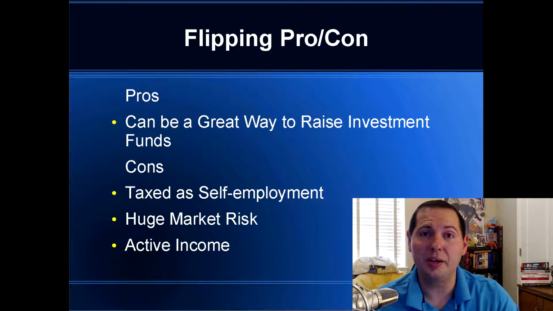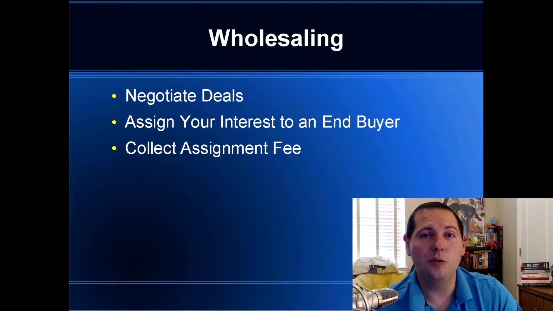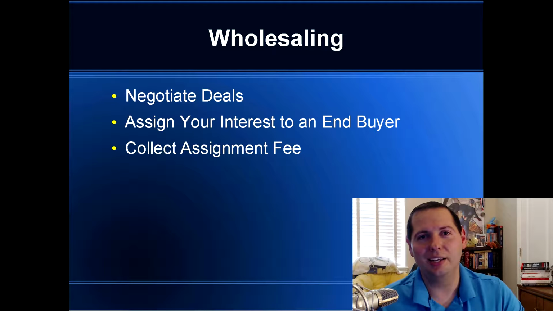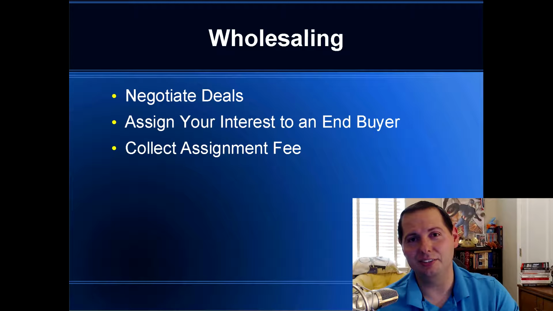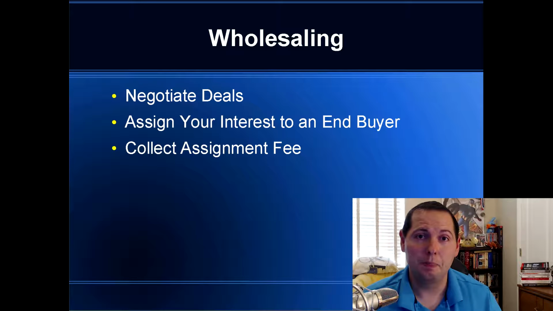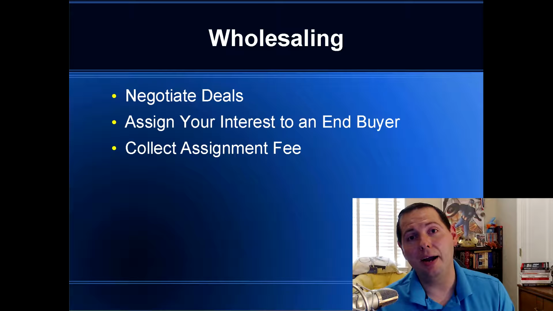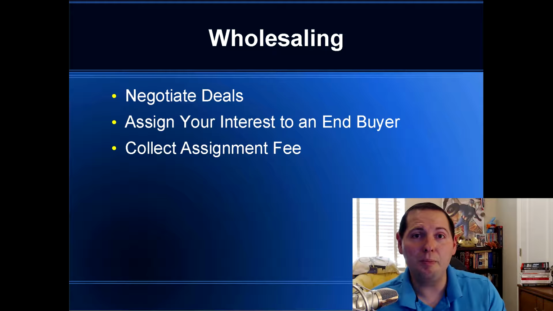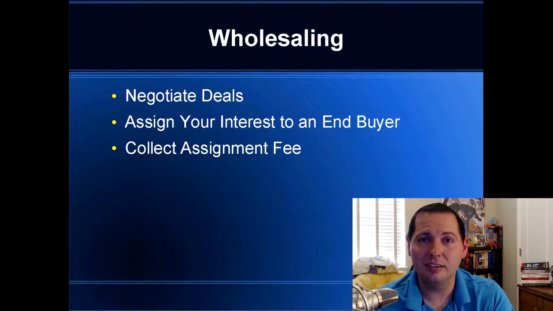So we talked about flipping and its pros and cons. Let's move on to wholesaling. Once again, the bottom line of wholesaling is the value you bring to the table is you have pre-negotiated deals. You're out there looking for people that are motivated sellers. You get a deal under contract at a price that makes sense for your end buyer. Your end buyer is usually a flipper or somebody that is a buy and hold investor, and you want to make sure that the deal makes sense on paper.